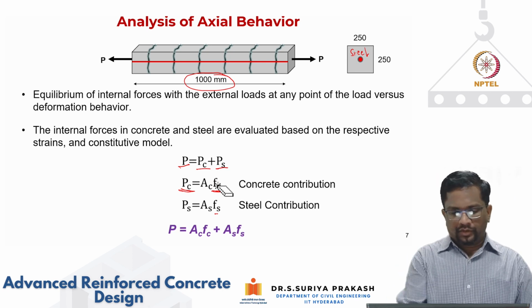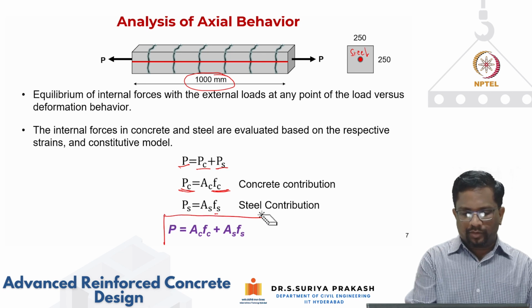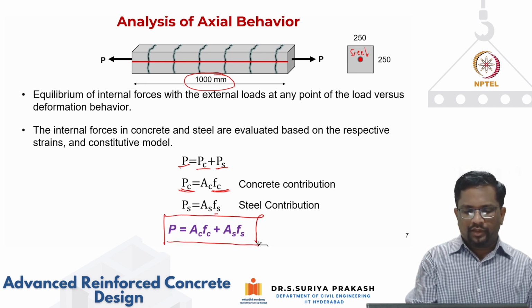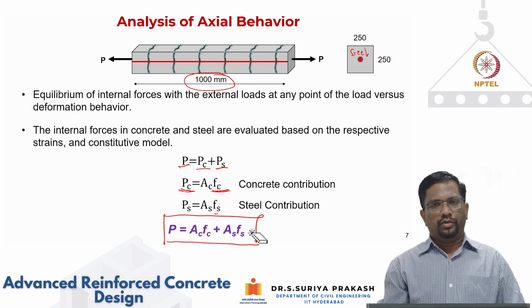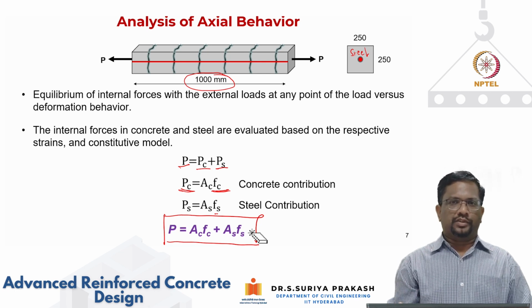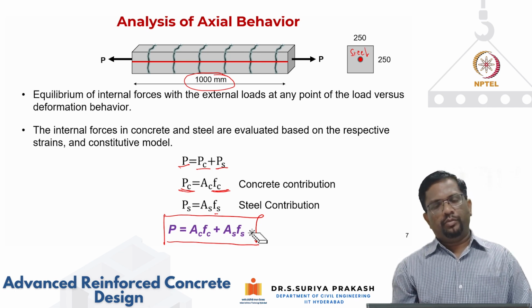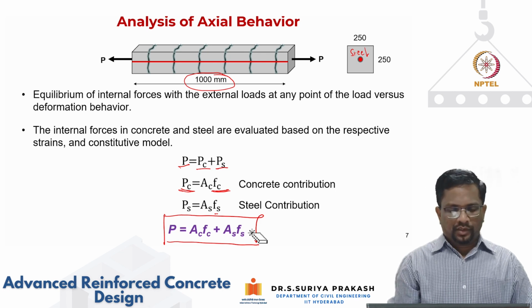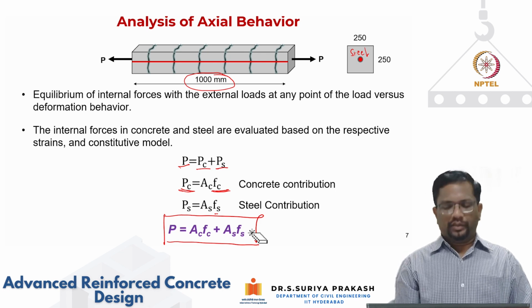and steel. So generic equilibrium equation can be written as the applied external load should be equal to area of concrete multiplied by the stress in the concrete plus area of steel multiplied by stress on the steel. Now the question is, how do we get these stresses?